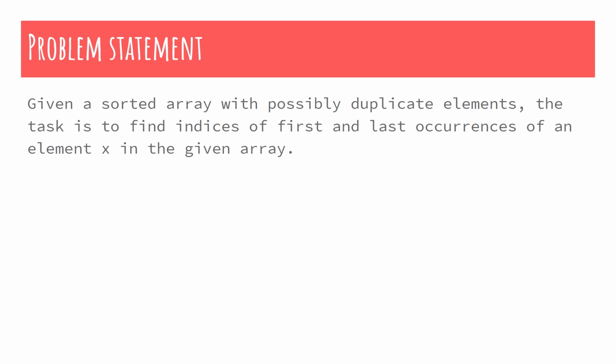For instance, if the input array contains 1, 3, 5, 5, 5, 67, 123 and 125, and the element to be searched is 5, then it must return the index values 2 and 5, as the first occurrence of 5 is at index position 2 and the last occurrence of 5 is at index position 5.